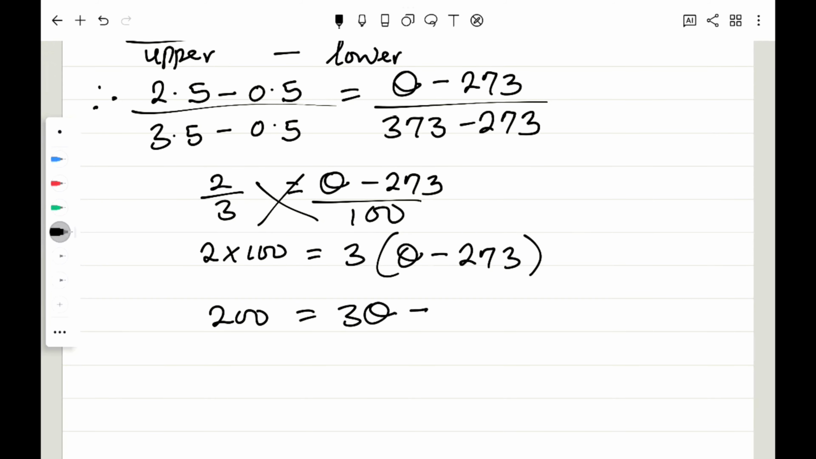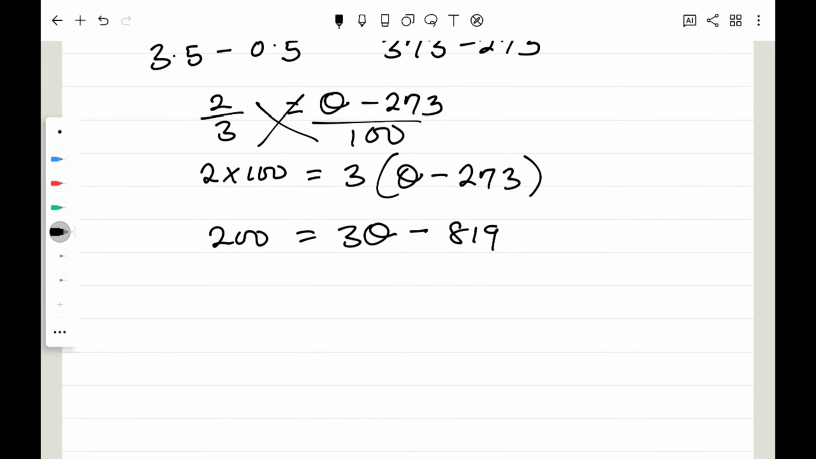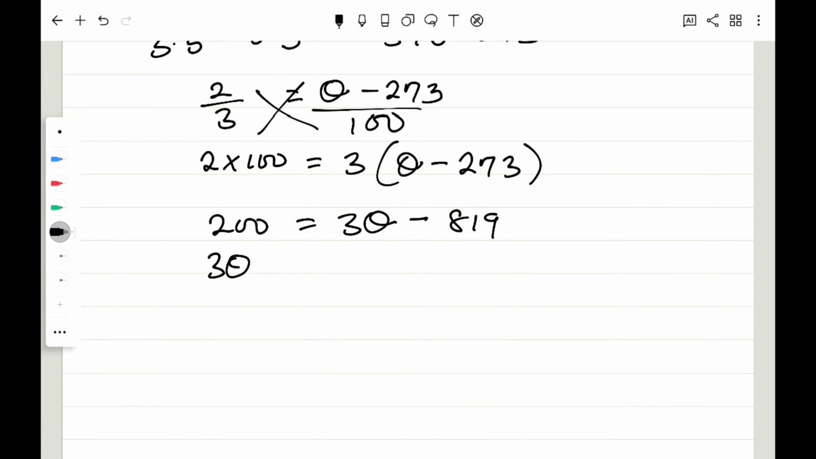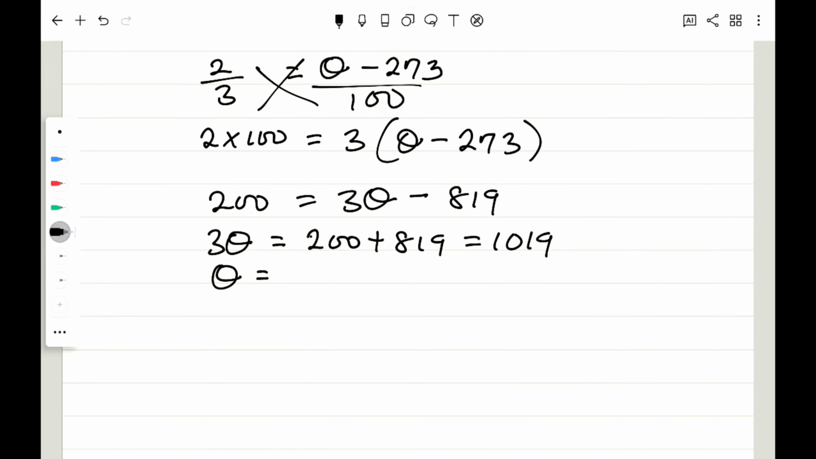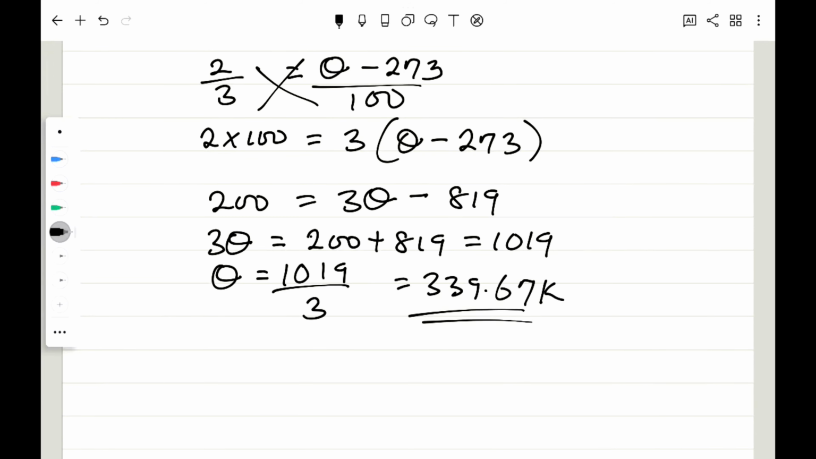So 200 is equal to 3 theta minus 819. Collect like terms, 3 theta is equal to 200 plus 819. And this will give us 1019. So divide through by 3 so that 1019 divided by 3 will give us 339.67 Kelvin. This gives us our final answer to this question.